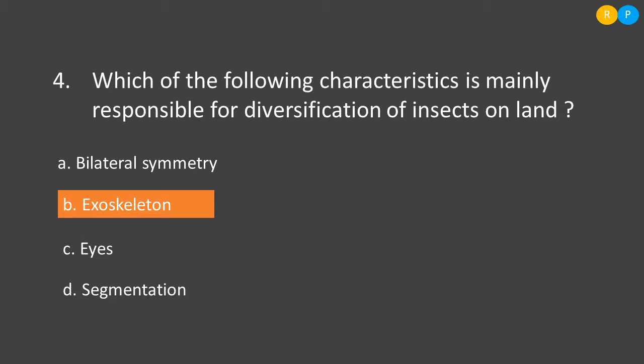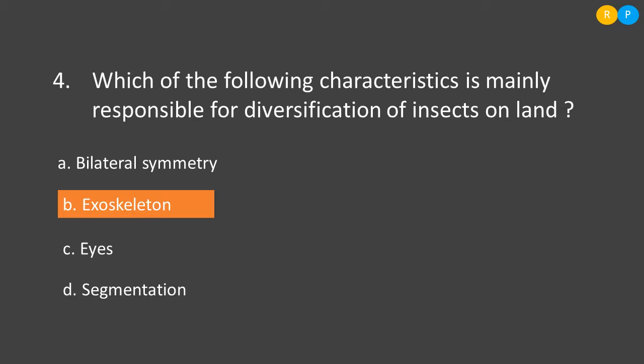Option A, bilateral symmetry. Bilateral symmetry does not make the organism diversify. Clear. Then option B, exoskeleton. The presence of a chitinous exoskeleton will make the insect survive in extremes of environment, and it is favorable for the organism to diversify on land. So the correct answer is option B.